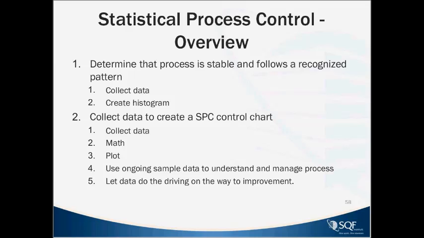So that's where we collect data. We create histograms. We do process capability on that to see where that data is relative to our specification limits. And then we use SPC control charts. I showed you an example of X bar and R. Like I said, the individual moving range chart can be used.